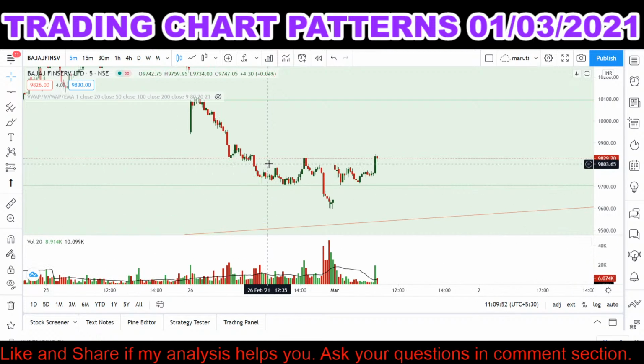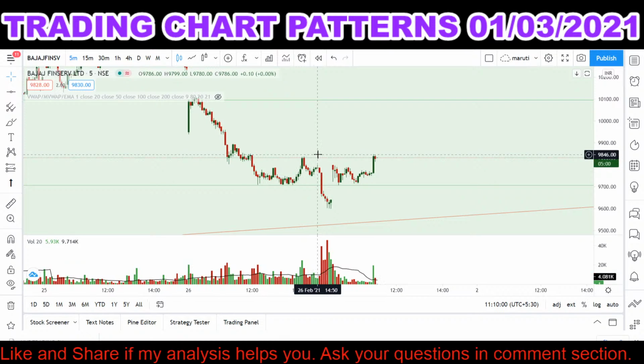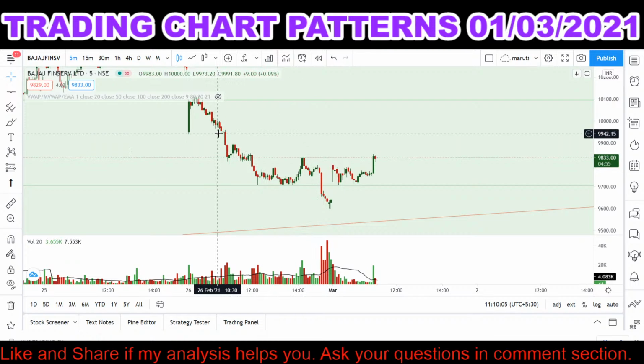What we should see is whether Bajaj Finserv goes and sustains above 9850, which is actually a psychological level. If it sustains above 9850, then only we will go for a buy trade in Bajaj Finserv. Until then, we will not buy this stock. 9855, remember, 9855, for the target of 9942 or even 9940.